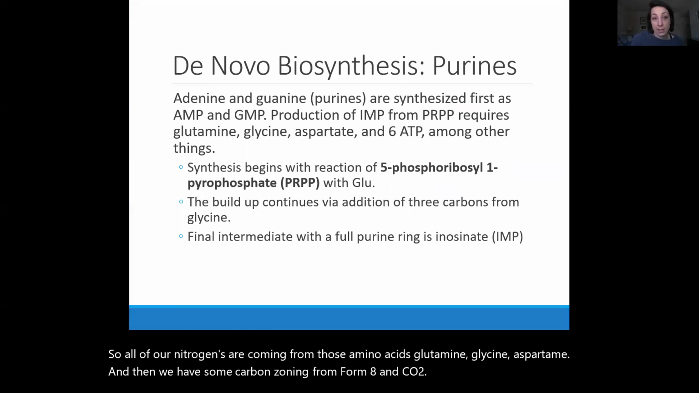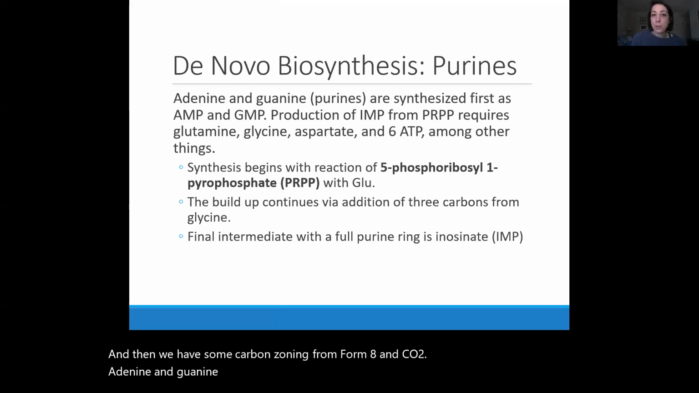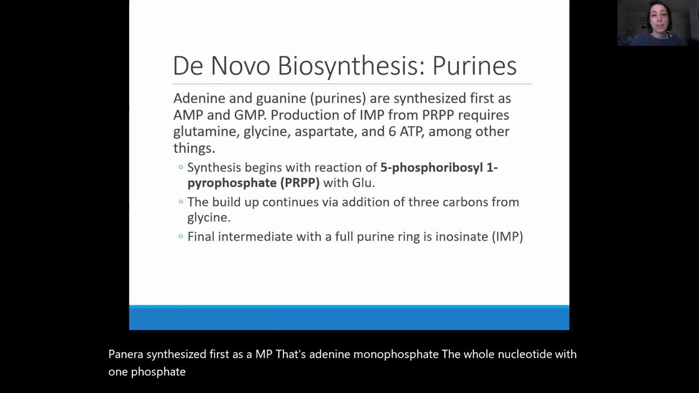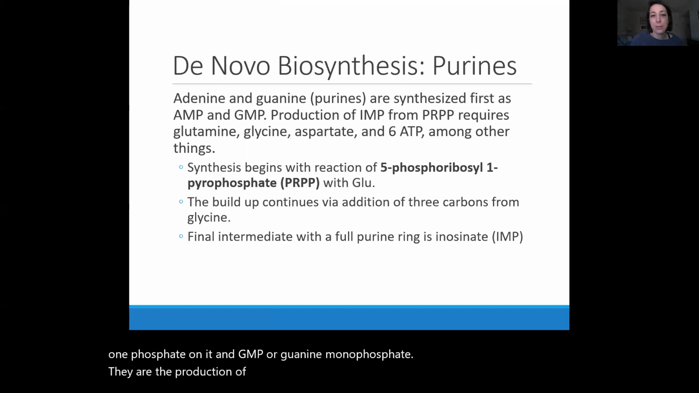Adenine and guanine, that's A and G, are our purines. And they are synthesized first as AMP, that's adenine monophosphate, the whole nucleotide with one phosphate on it, and GMP, or guanine monophosphate. They're the production of IMP from those precursor phosphates.